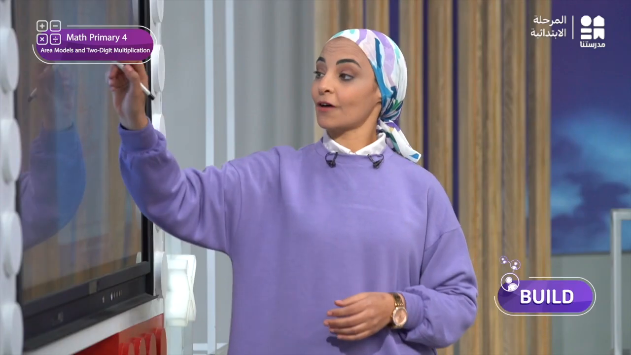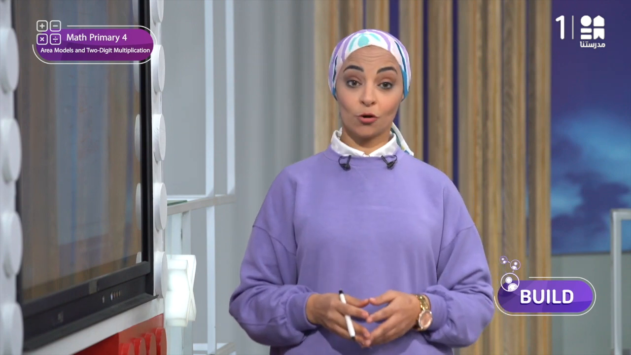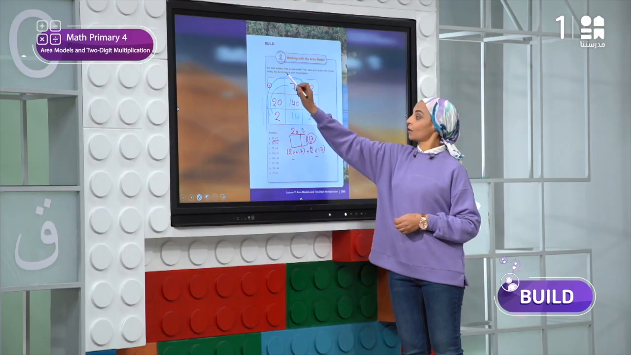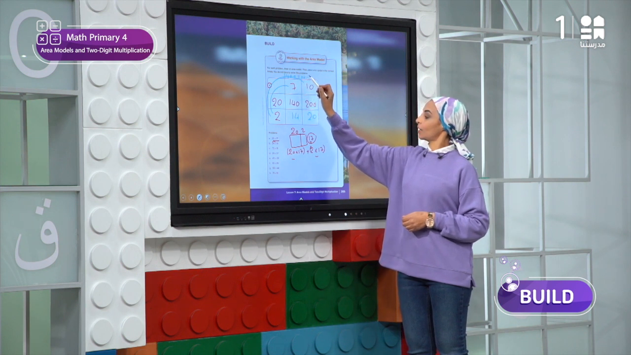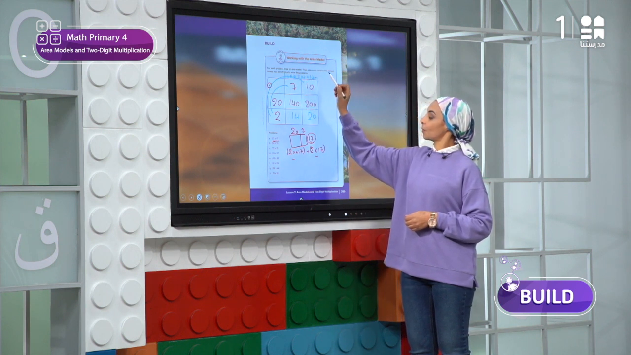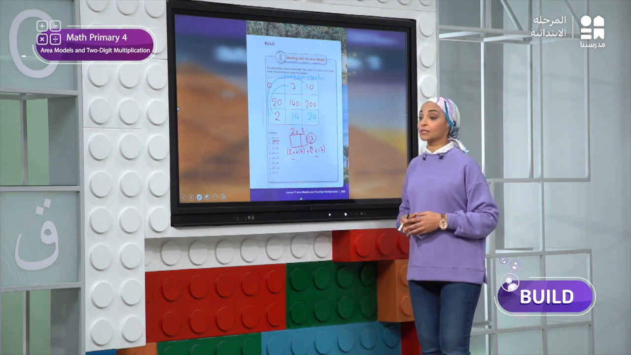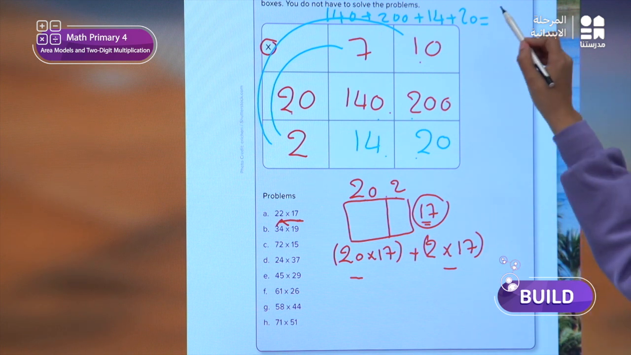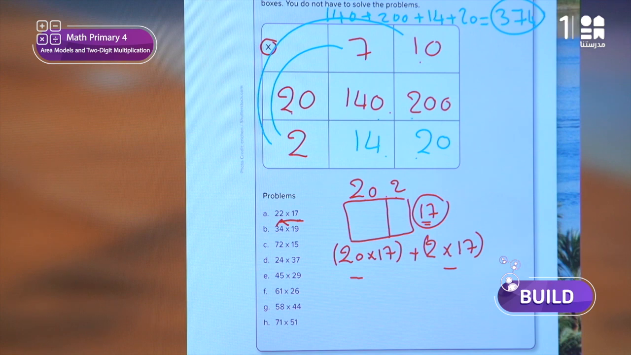Then here I have 4 numbers. I will add all the products. Let's add them plus each other: 140 plus 200 plus 14 plus 20. I will add all these numbers, so the answer will be 374, and this is the final answer.